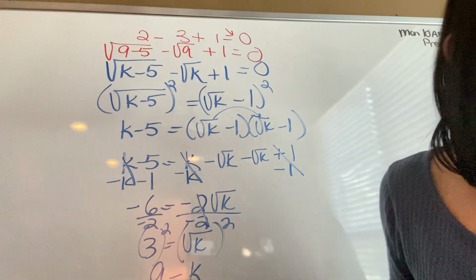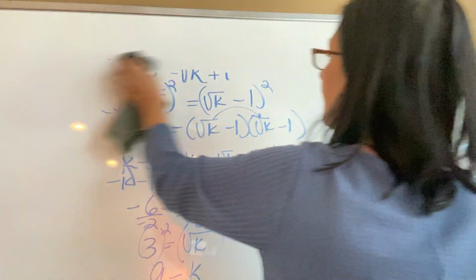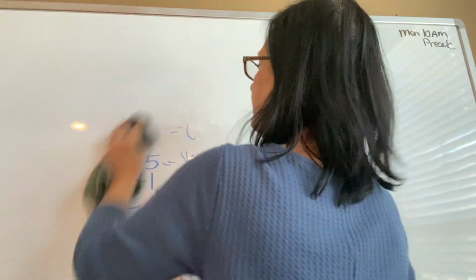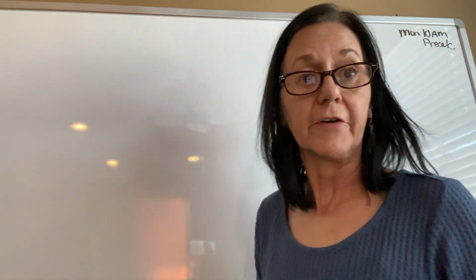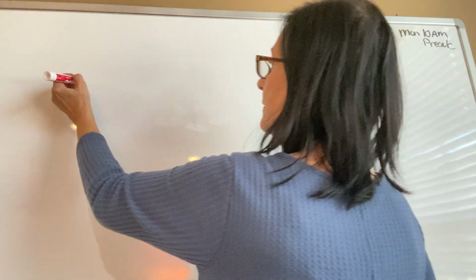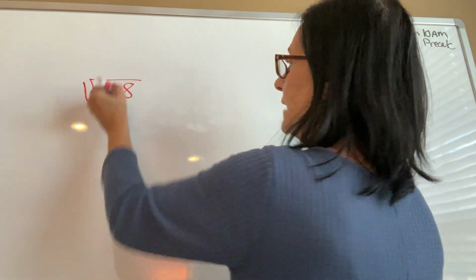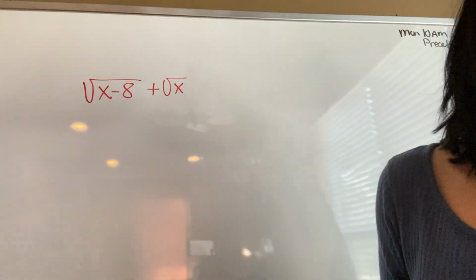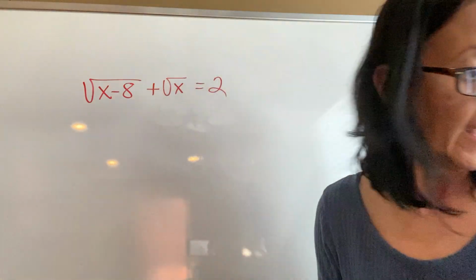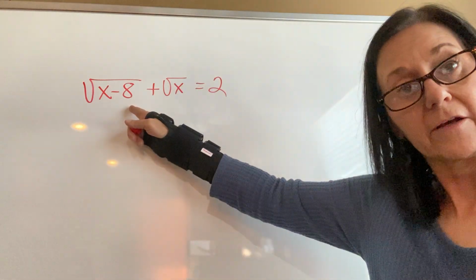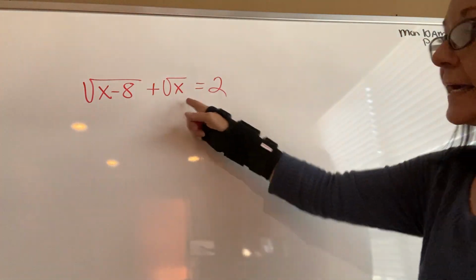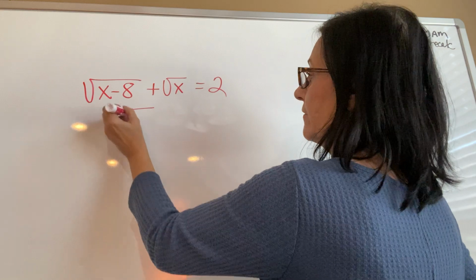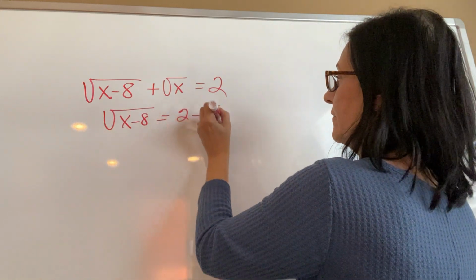Last example, page 322. Square root of, instead of s, I'm going to use the variable x. Square root of x minus 8 plus square root of x equals 2. I'm going to isolate the larger of the two radicals by subtracting square root of x on both sides. So I'm left with square root of x minus 8 is 2 minus square root of x.